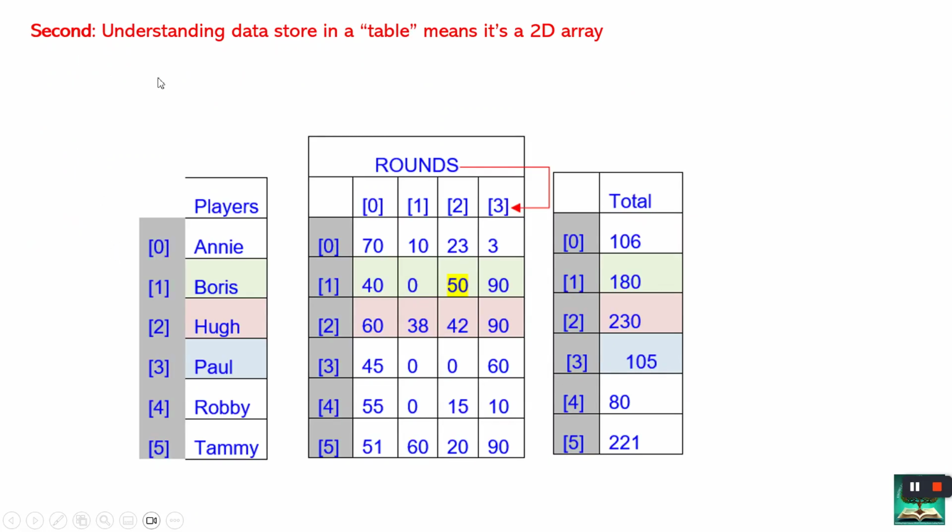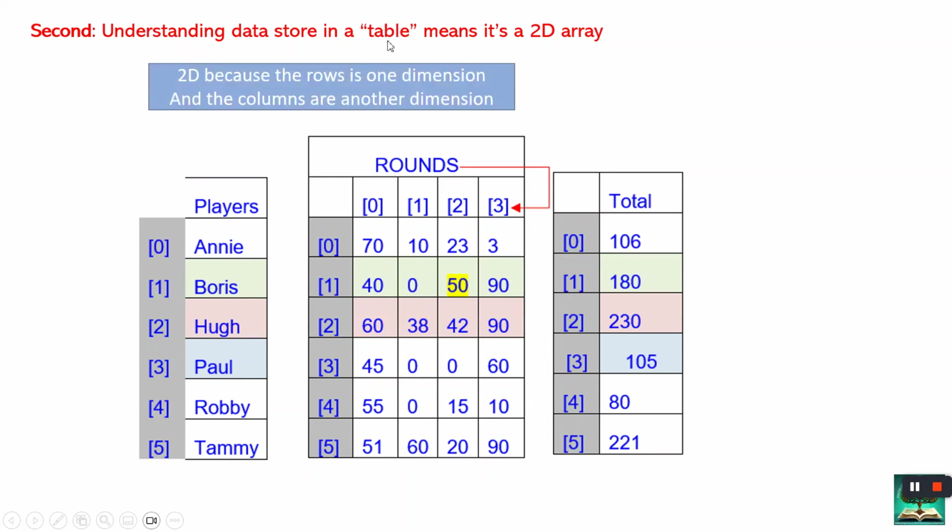Now another understanding, which is the two-dimension array. What do we mean by a two-dimension array? Normally we are referring to a table. It's a two-dimension array because the rows are one dimension and the columns are another direction. When you are referring to a two-dimension array, the first element is written as two indexes. So for example, 0 and 0, or 1 and 1, or 2 and 2.